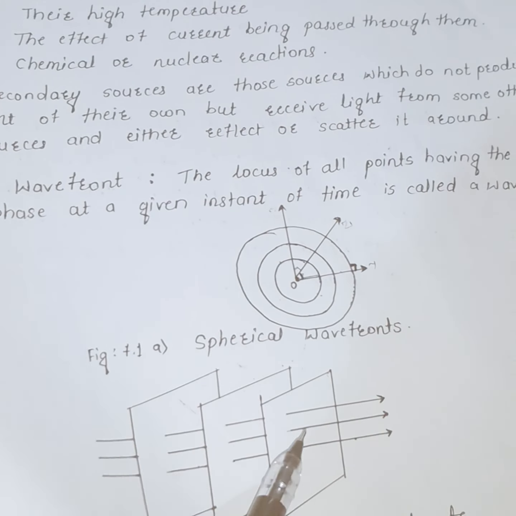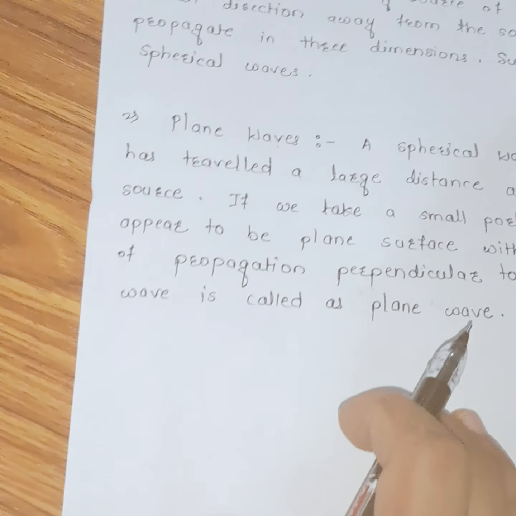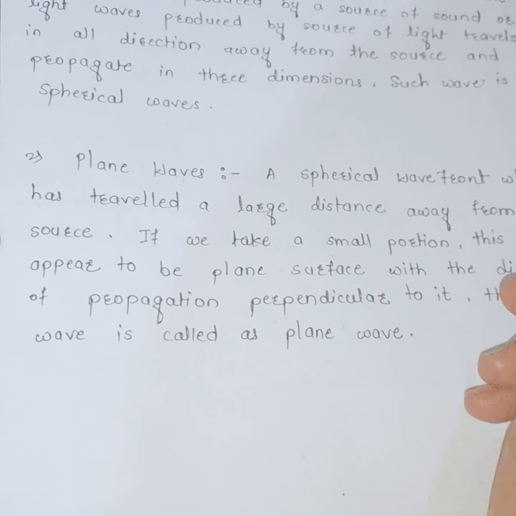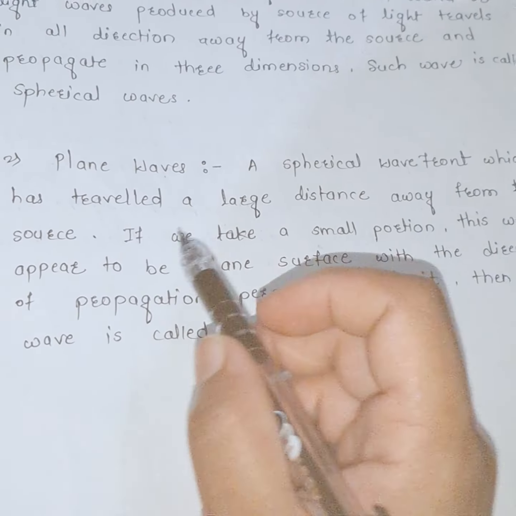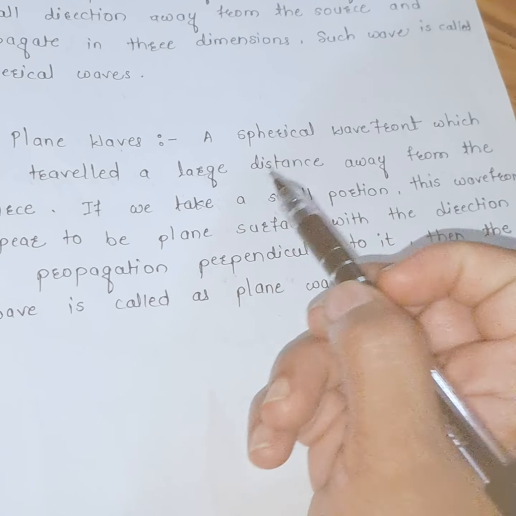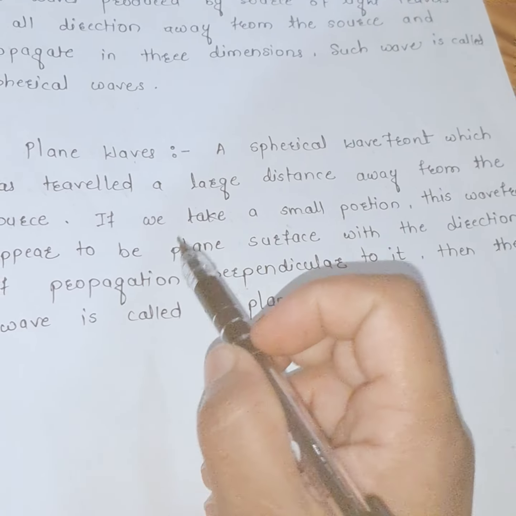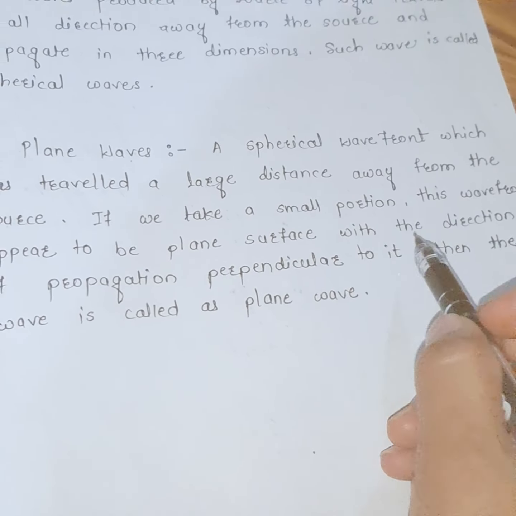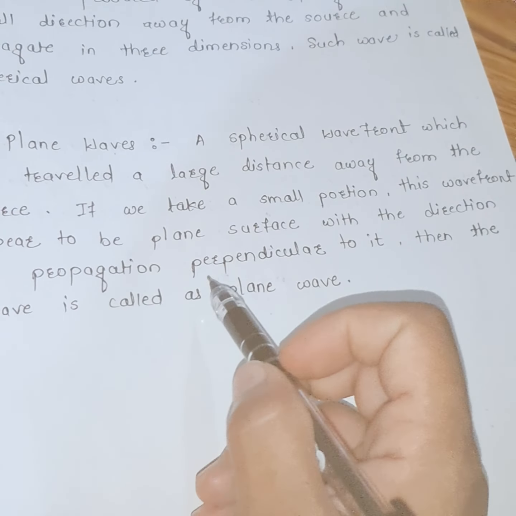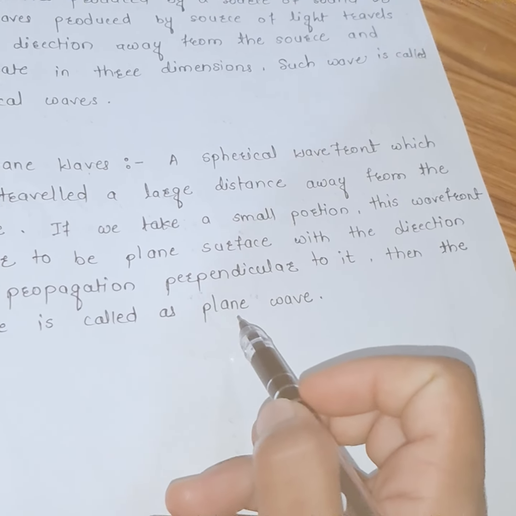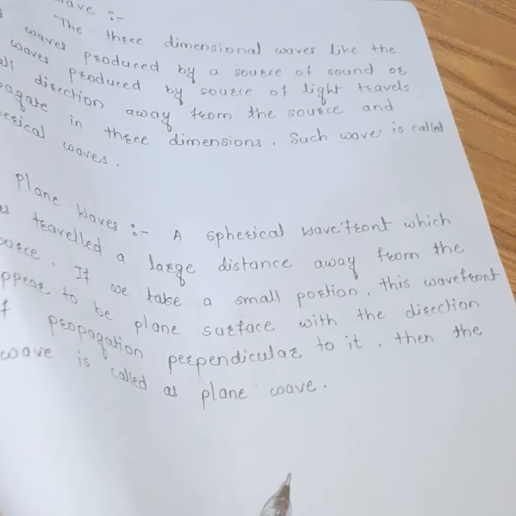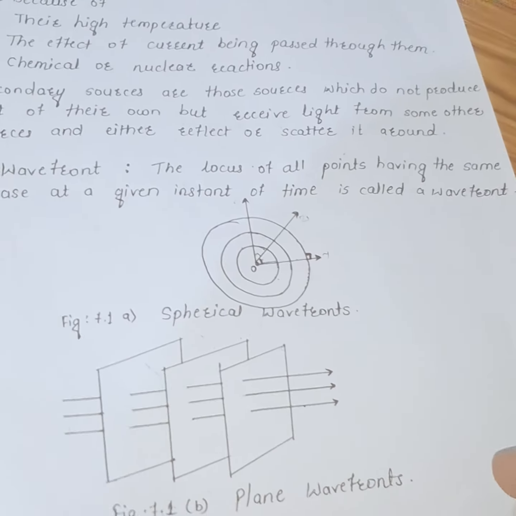Then plane waves. What are plane waves? A spherical wavefront has traveled a large distance away from the source. If we take a small portion of this wavefront, it appears to be a plane surface with the direction of propagation perpendicular to it, then the wave is called a plane wave. Figure B shows plane wavefronts.